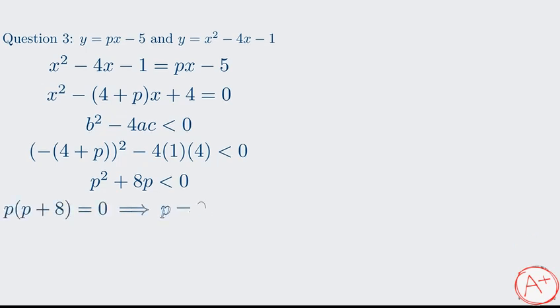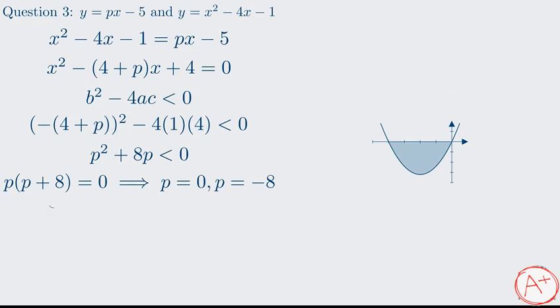Solve for the critical values of p by factorizing to get p equals 0 and p equals -8. Since we want the region less than 0, we look between the roots of this p quadratic. The range of values is negative 8 is less than p, which is less than 0.